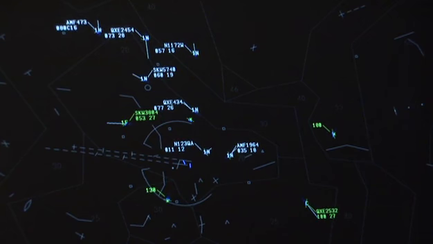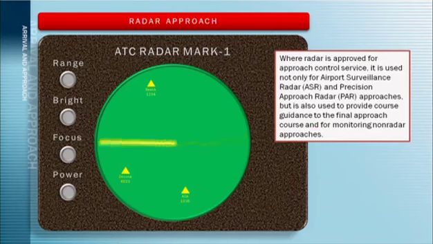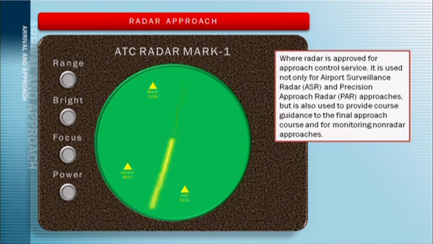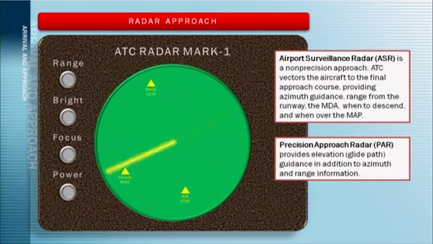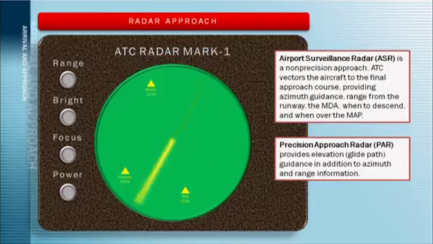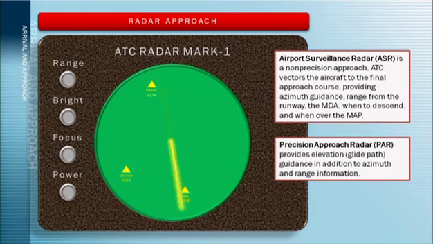Now, where radar is approved for approach control service, it is not only used for airport surveillance radar, but also precision approach radar approaches, and is also used to provide course guidance to the final approach course and for monitoring non-radar approaches. Airport surveillance radar, or ASR, is a non-precision approach. ATC vectors the aircraft to the final approach course, providing azimuth guidance, range from the runway, the MDA, when to descend, and when over the MAP. Precision approach radar, or PAR, provides elevation or glide path guidance in addition to azimuth and range information.